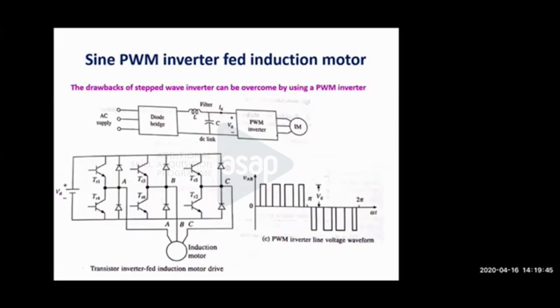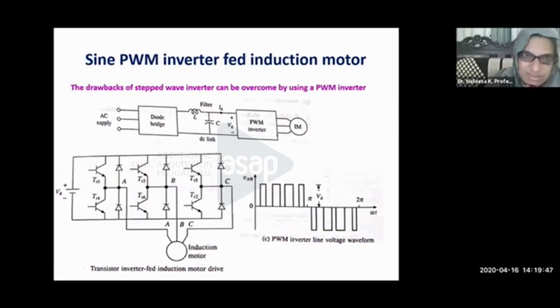We will start the next session, that is the sine PWM inverter fed induction motor. We have already seen the drawbacks of the previous square wave inverter output system, the VSI fed system. Now these drawbacks can be overcome by using a PWM inverter.